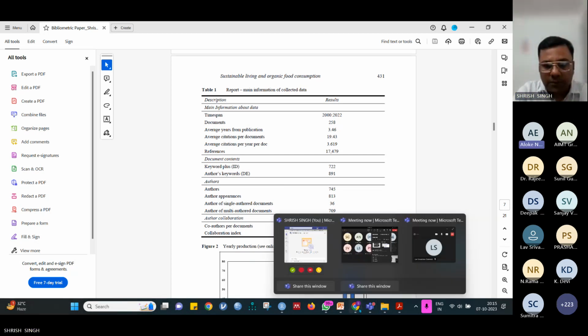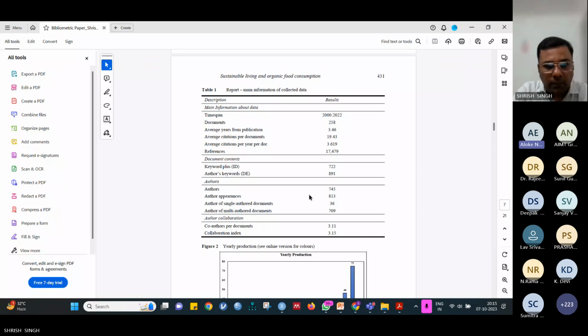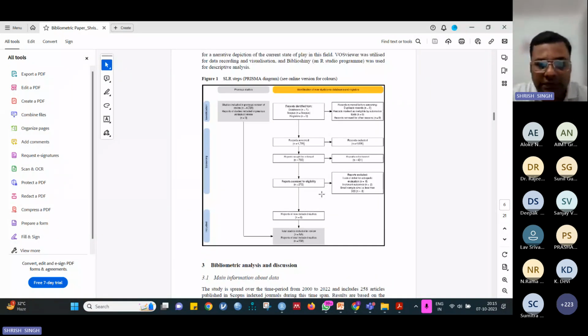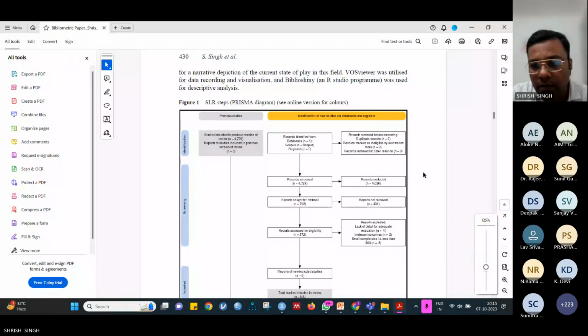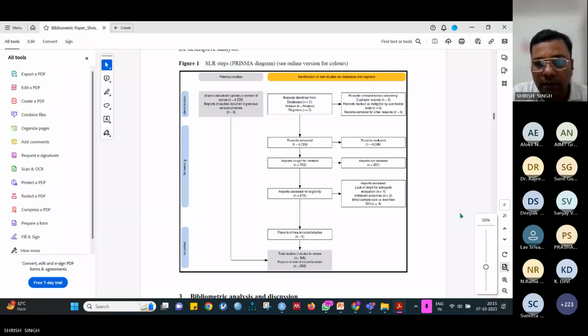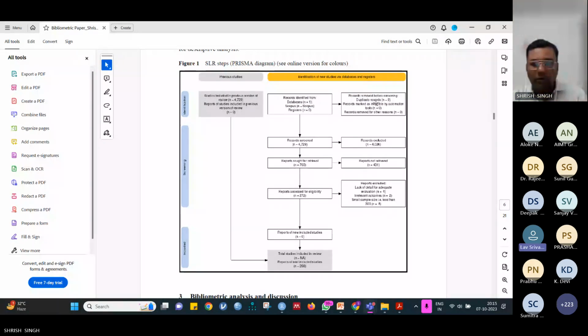Sir, what were your keywords for searching? Okay, as far as the research is concerned, I just want to show one thing. This is visible to all of you, this PRISMA diagram. I'm going to make it a bit larger. Now it is visible, right? Is it visible?